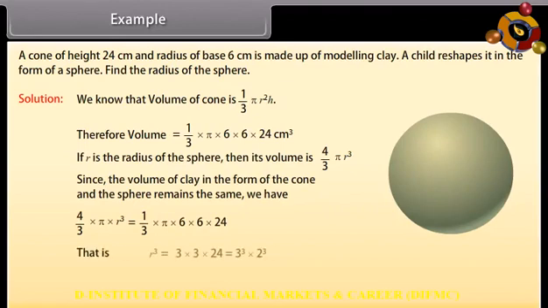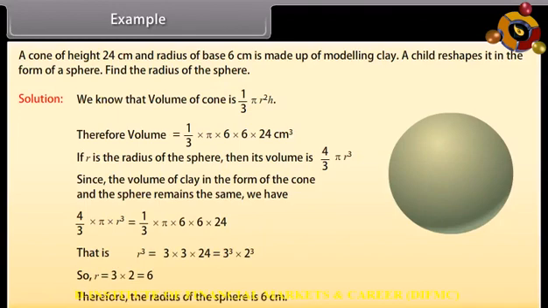that is, so r is equal to 3 into 2, which is equal to 6. Therefore, the radius of the sphere is 6 centimeter.